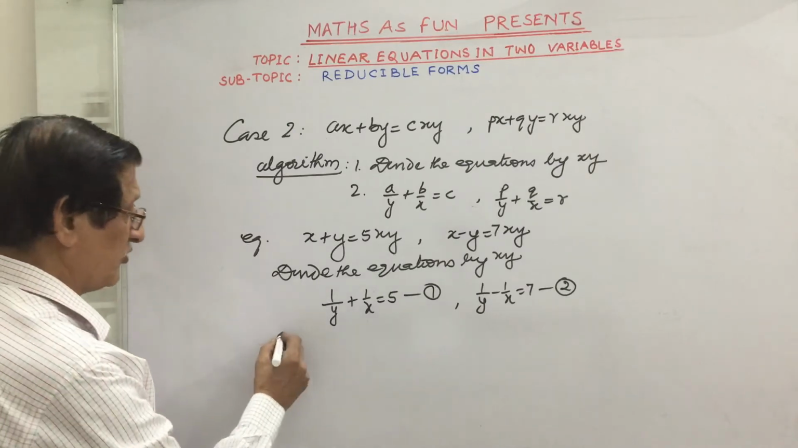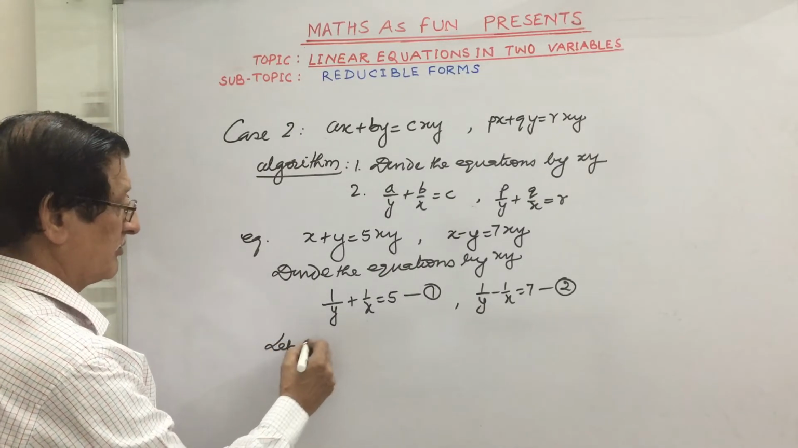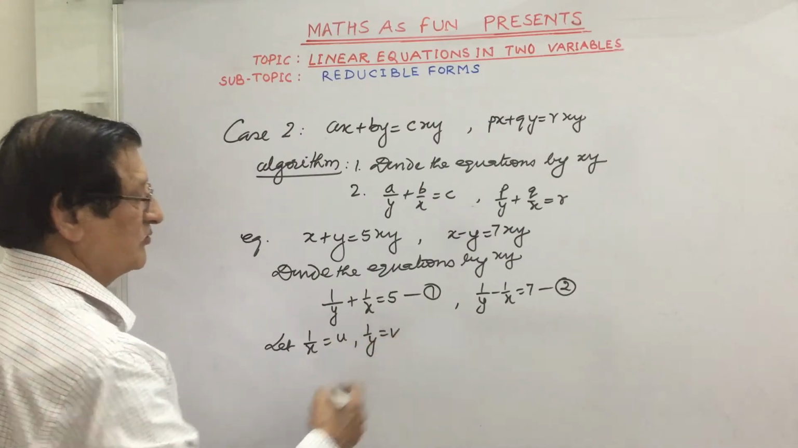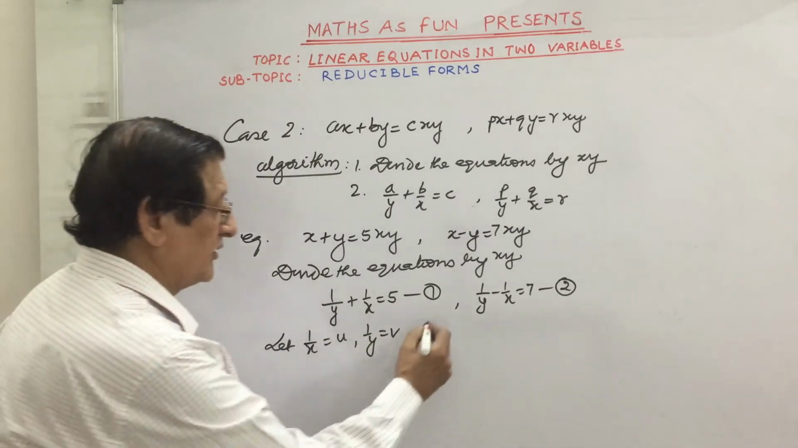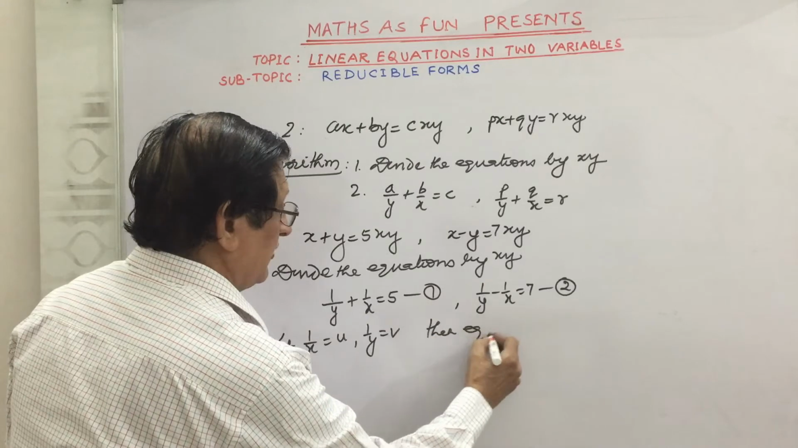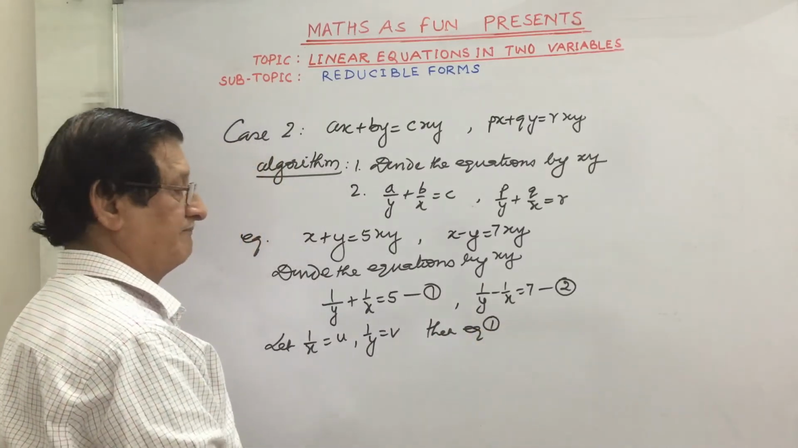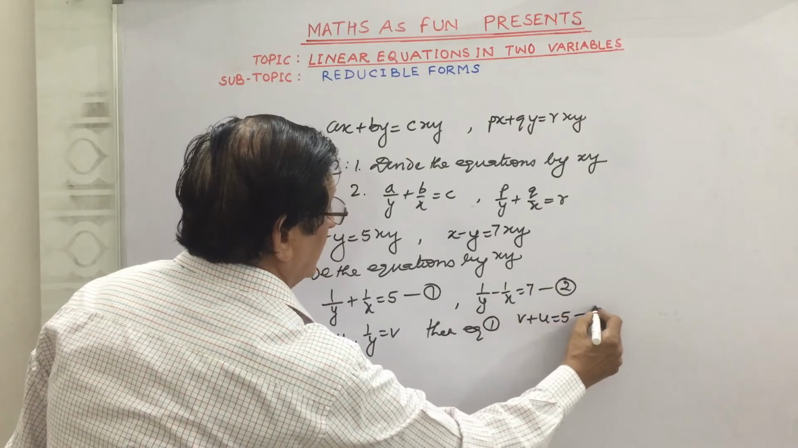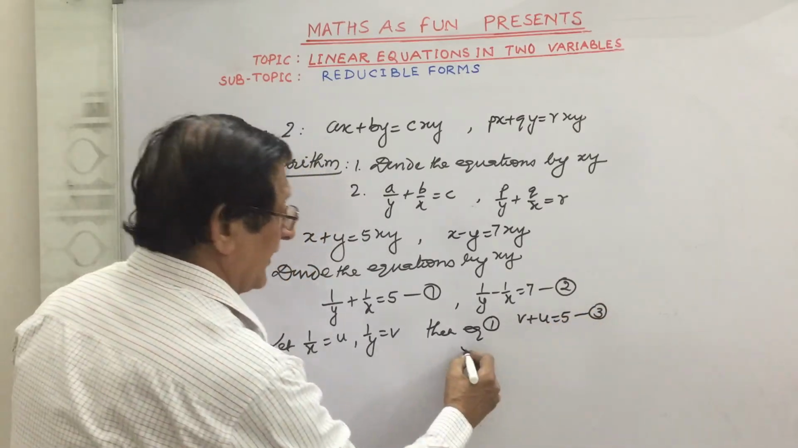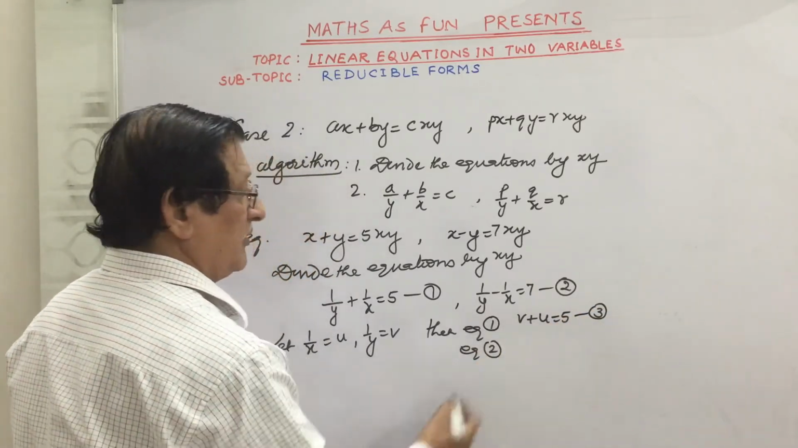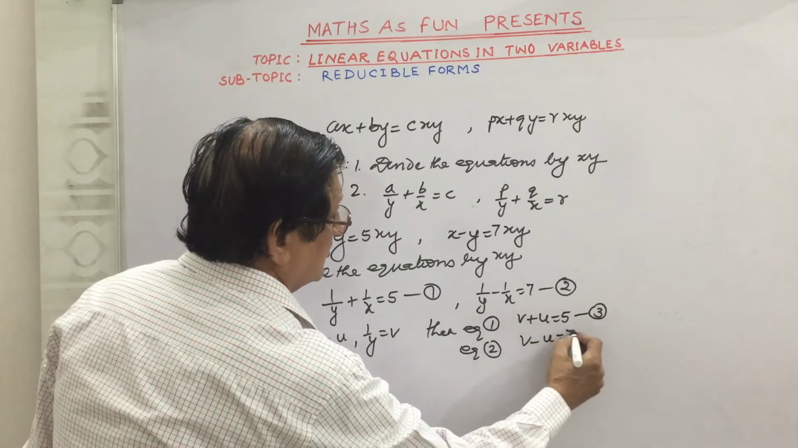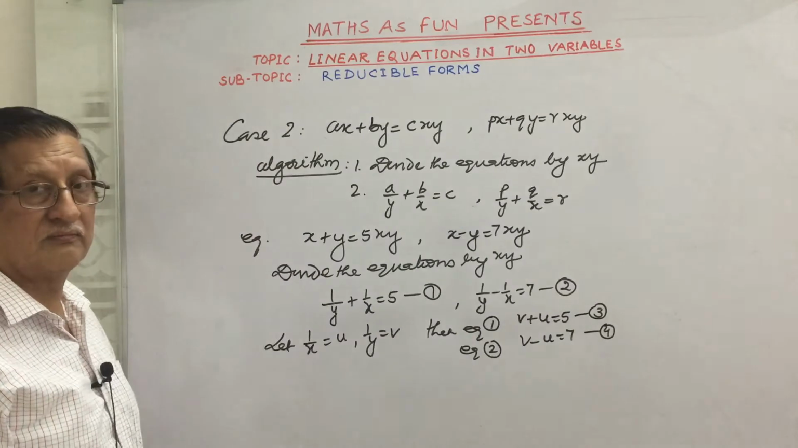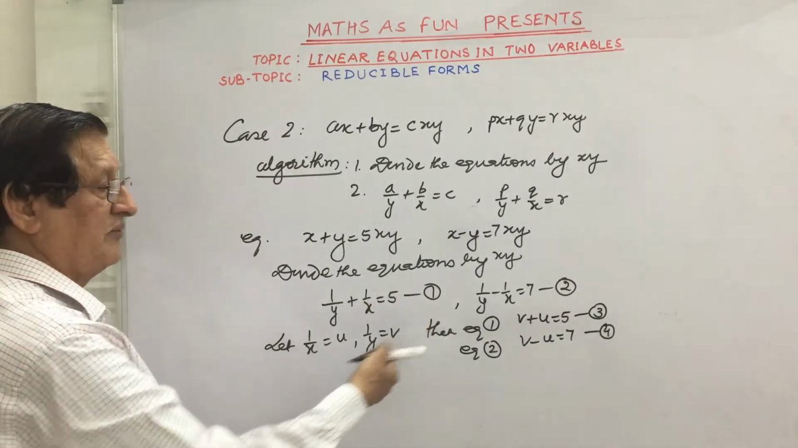And now, like case 1, we can write here, let 1 upon x is equal to u and 1 upon y is equal to v. Then equation number 1 will be v plus u equal to 5. This can be named as 3. And equation number 2 will be v minus u is equal to 7. This can be taken as equation number 4. Now we can use the elimination method.